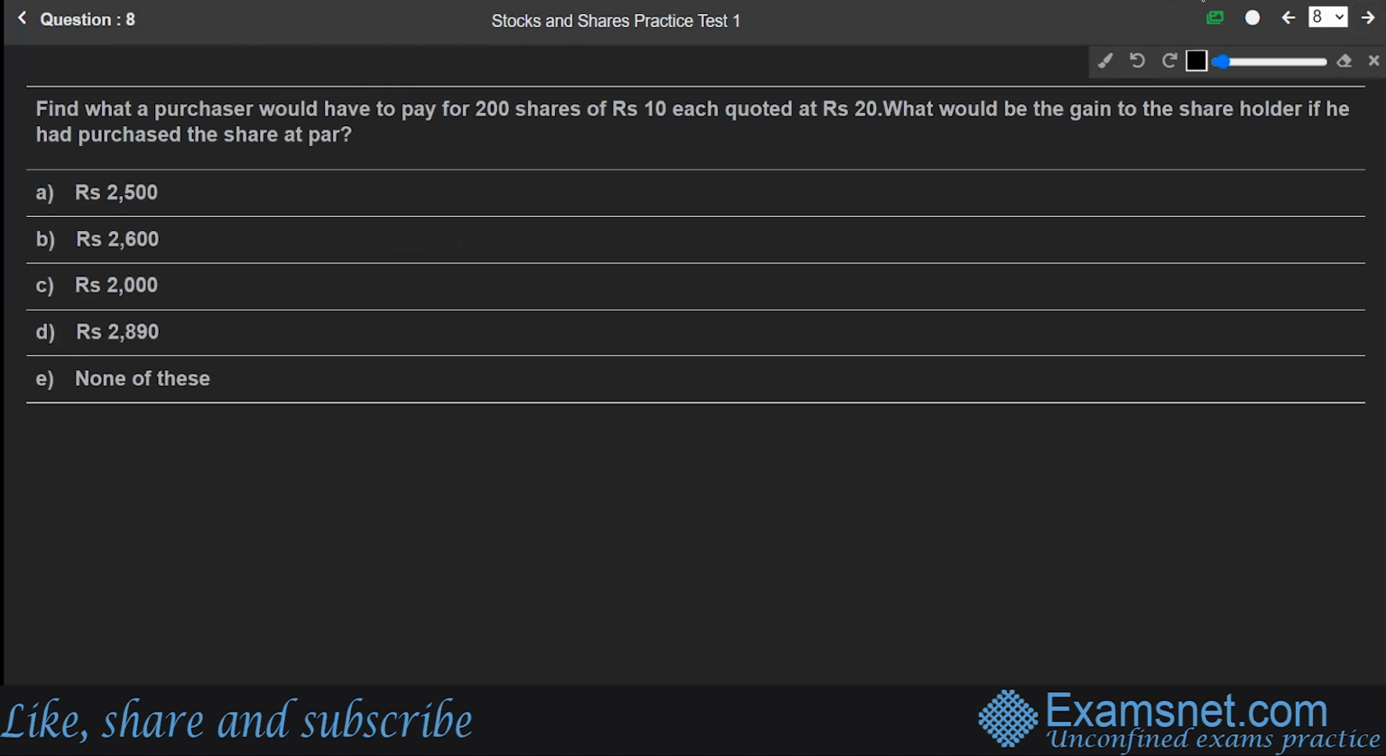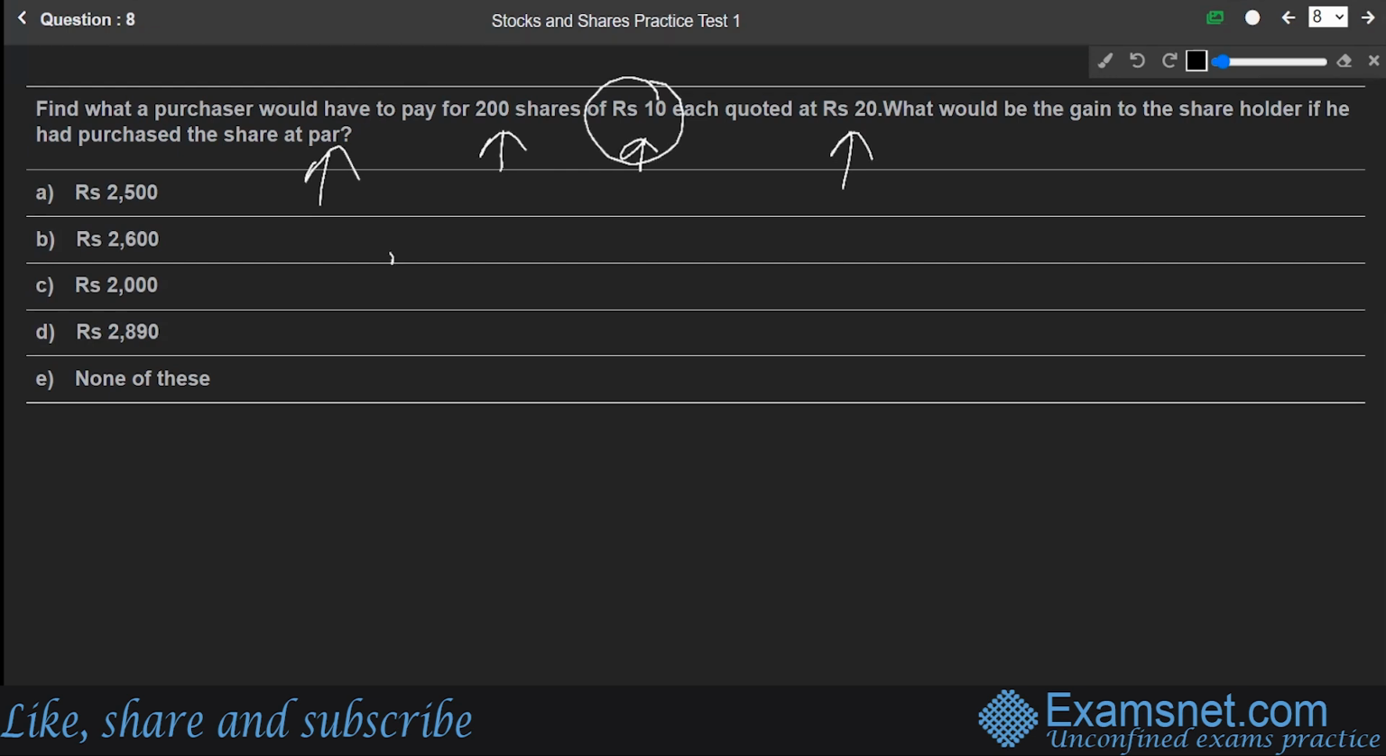Find what a purchaser would have to pay for rupees 200 share of rupees 10 each quoted at rupees 20. What would be the gain of the shareholder if he had purchased the share at par? So there is a comparison we have to do. If the share is available at rupees 20 and the share is available at par, the share is quoted as 10 rupees. So he wants us to find out the difference when the share was available at 20 rupees and when it was available at par, that is at 10 rupees, of the total investment.